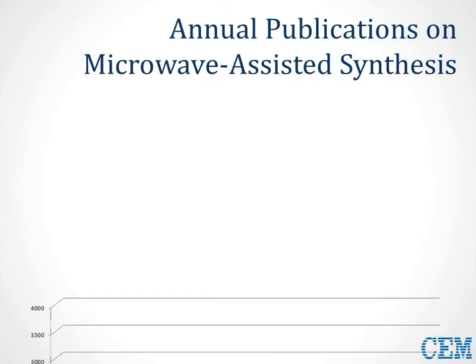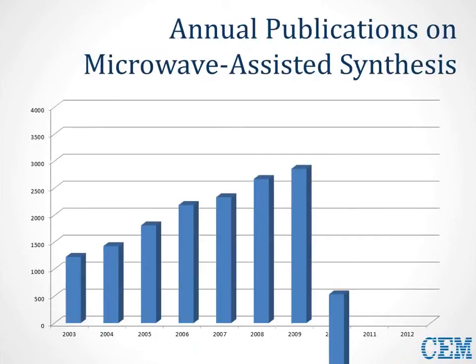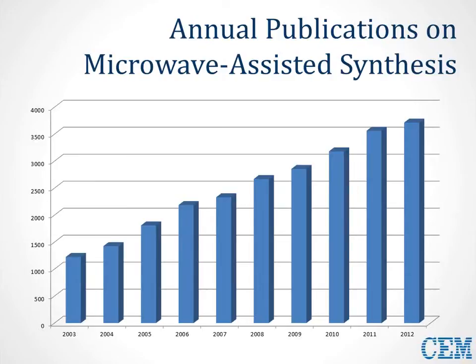So I just briefly wanted to talk about annual publications that cite using microwave-assisted synthesis. This is just over the past decade, showing you the number of publications. You can see that over the past 10 years, it's gone from about 1,000 publications to approaching 4,000 publications per year. Again, these are papers that explicitly state that they're doing microwave-assisted chemistry. So you can tell that there's quite a bit of use of this technology, and it continues to increase over time.